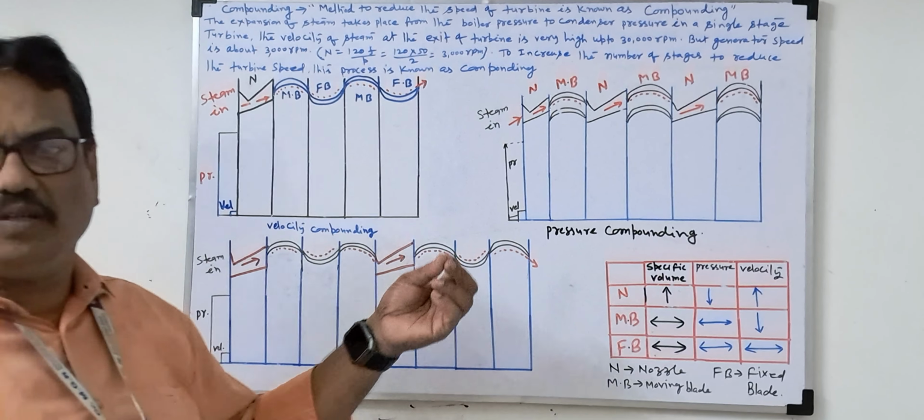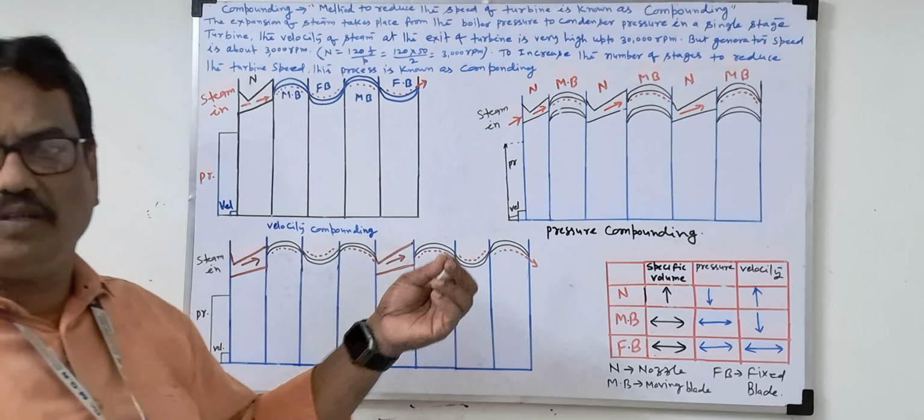That means increasing the number of stages will reduce the pressure and velocity according to our requirement. So we increase the number of stages to reduce the turbine speed. This process is known as compounding. Now you understand compounding. One line answer: the method to reduce the speed of the turbine is known as compounding. To reduce it, we are using three types of compounding.